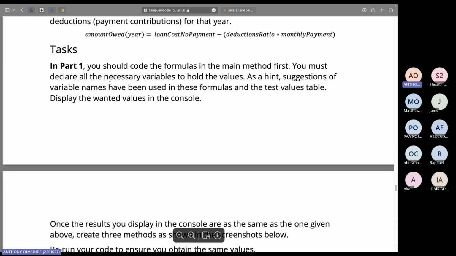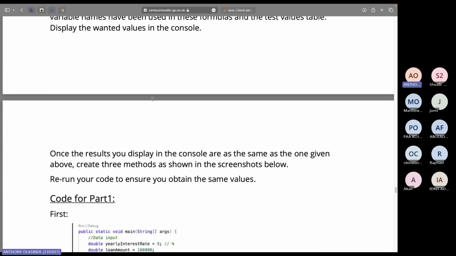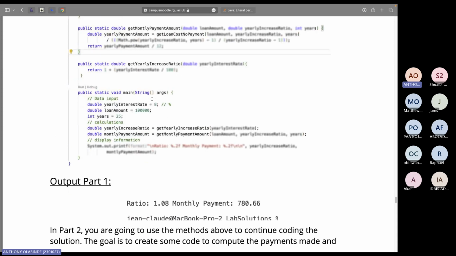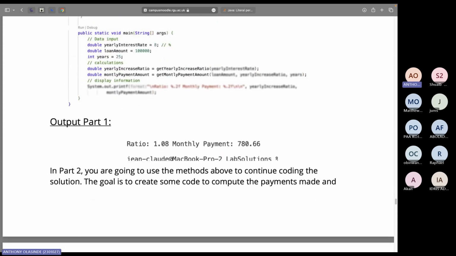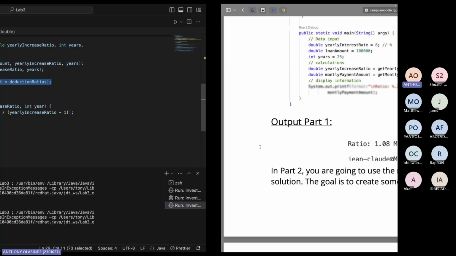So you must declare the necessary variables, with the value as an int. Suggested variable names have been used in the formula, and the test value table will display the wanted values in the console. So this is the wanted value: ratio 1.08, monthly payment 78.66.